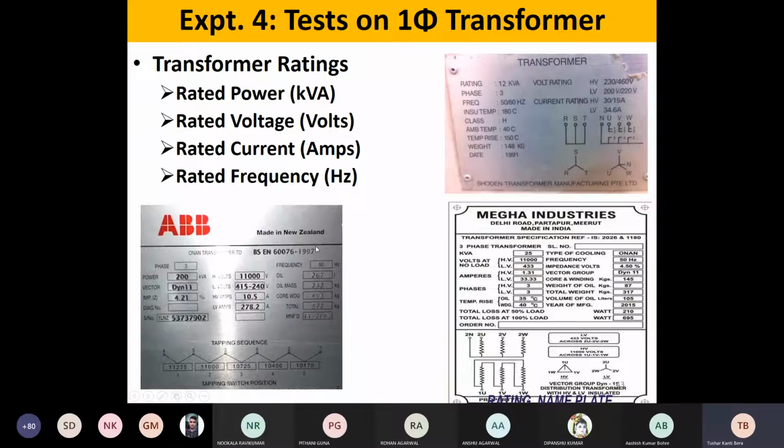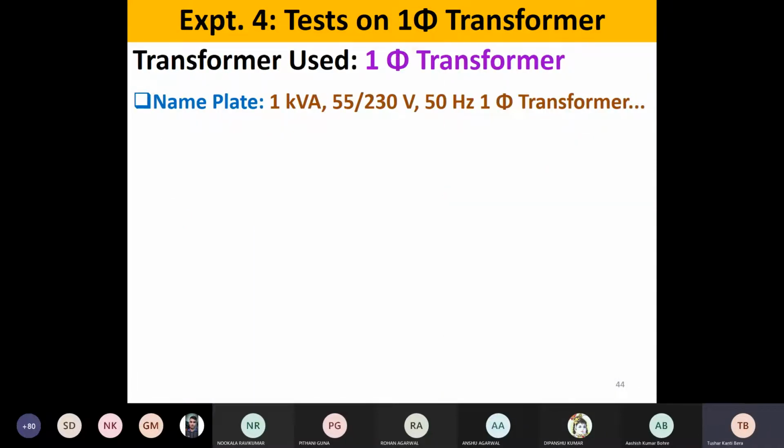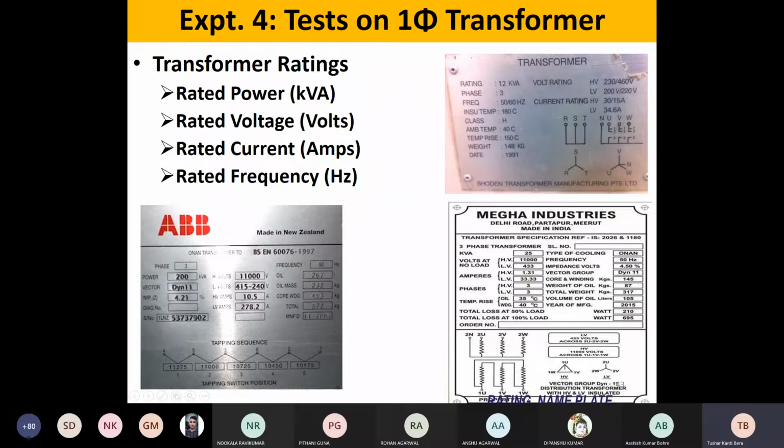I have already explained these things, say the nameplate, how the nameplate is to be read, and how the rated values are to be calculated from the nameplate, like a 1 kVA transformer, 55 volt by 220 volt, or 220 volt by 55 volts. All these things are already explained. So now we will go to the next part of the experimentation demonstration.